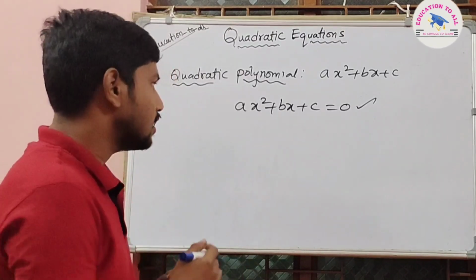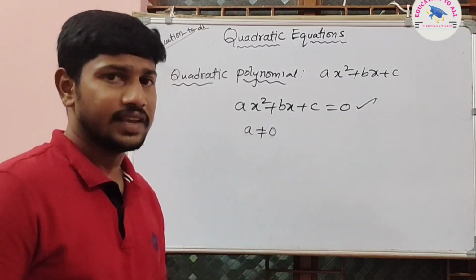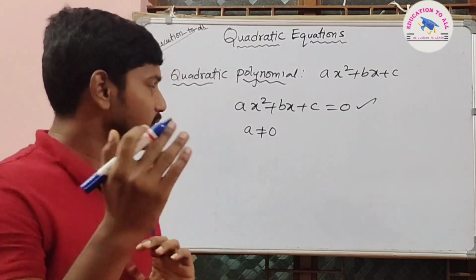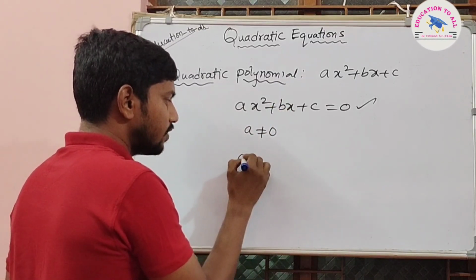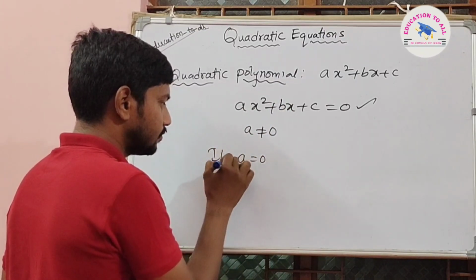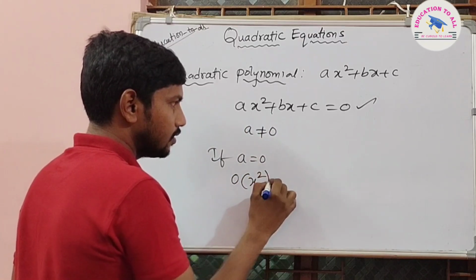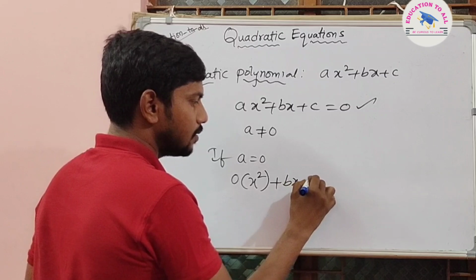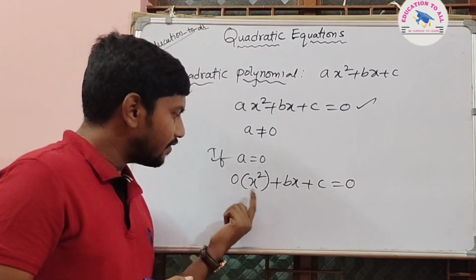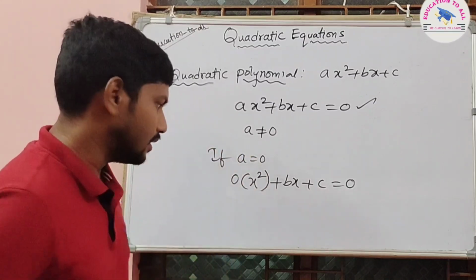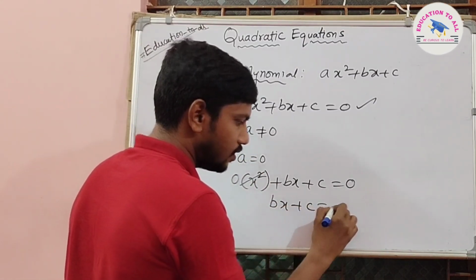Here is the condition: a is not equal to 0. So what happens if a is equal to 0? Suppose I replace a with 0 in the equation. So if a equals 0, the equation becomes 0 into x square plus bx plus c equal to 0. If the coefficient of any variable is 0, then that term will be eliminated. So this term will be eliminated, and we get bx plus c equal to 0.